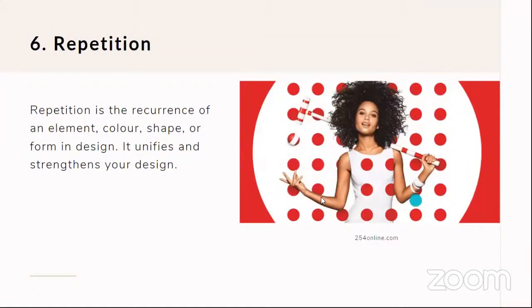Okay, look at this example. We have circles, and they are red or red and white. I don't know if you can see my pointer, but if we had a blue circle in this same design, I would think it's a mistake, or it would just stand out oddly to me. So when we say repetition unifies and strengthens your design, what we mean is it just puts it together. It just looks put together.